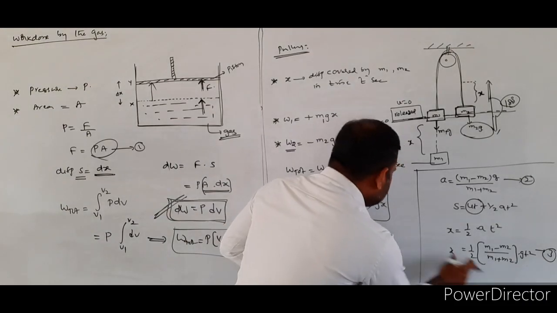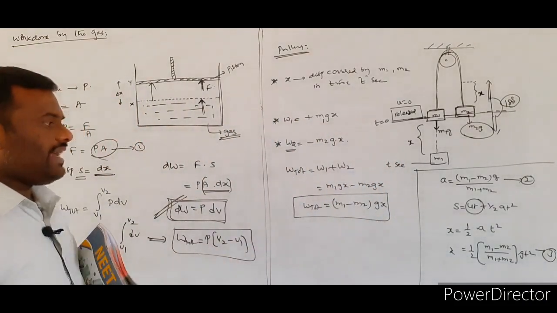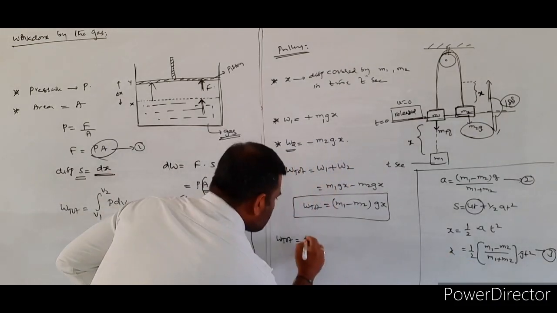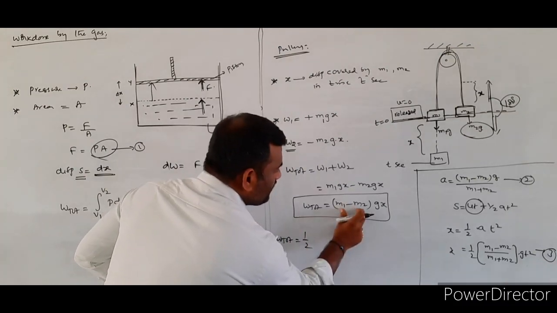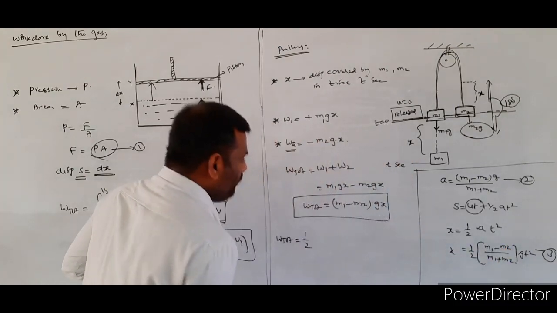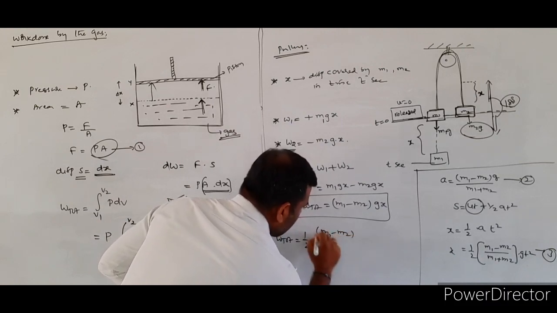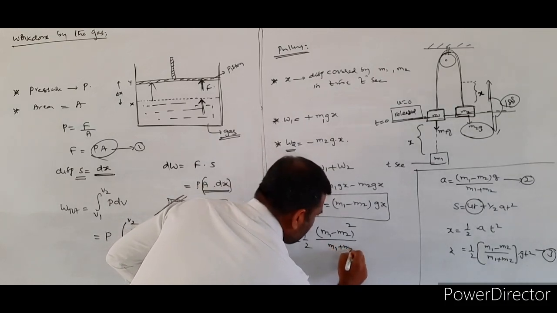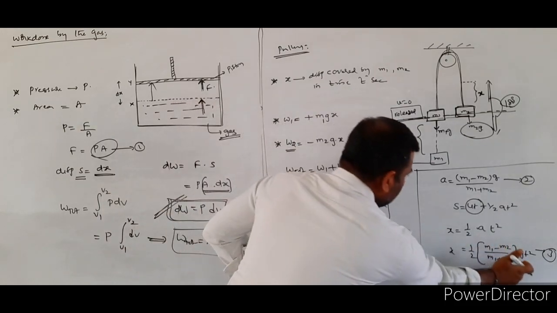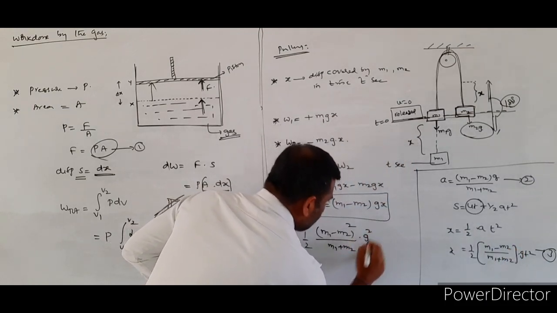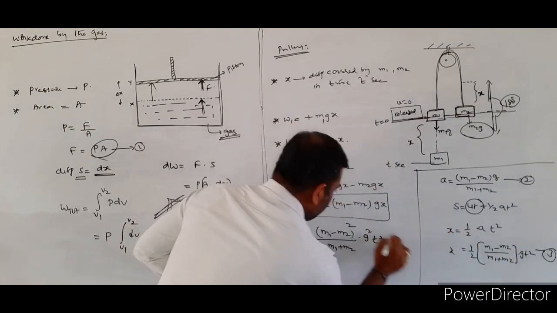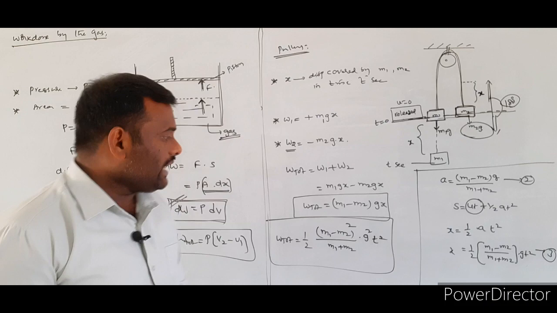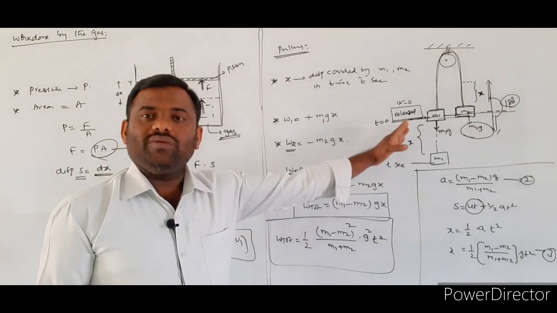If you substitute that x value there, you will get the total work done is equal to half, which is the constant, into (m1 minus m2) in one place and (m1 minus m2) in the other. In the numerator, (m1 minus m2) whole square, and in the denominator (m1 plus m2). Here one g will be there, and here also one g will be there, so g square, and t square will be there. So this is the final expression for the total work done in the case of the pulley block system.